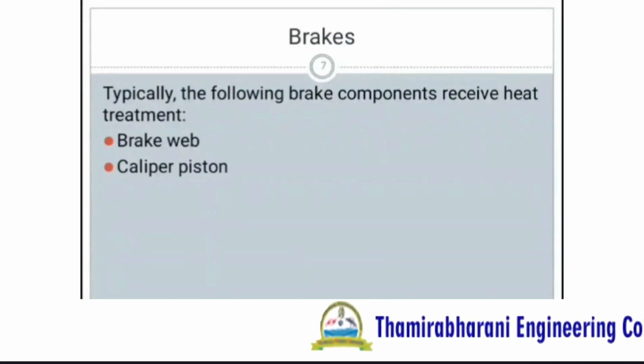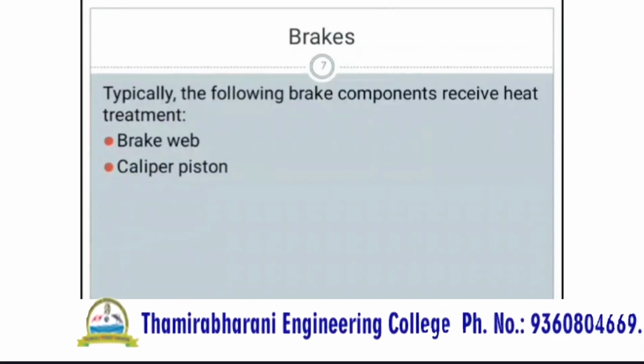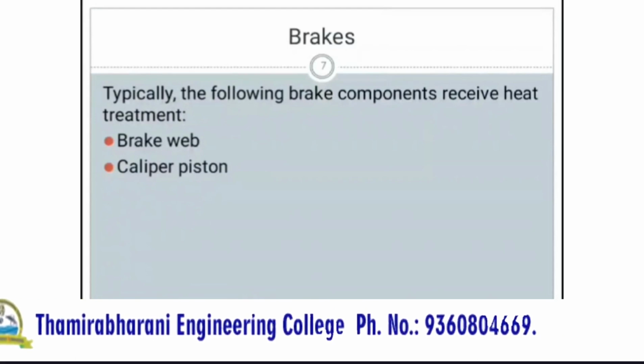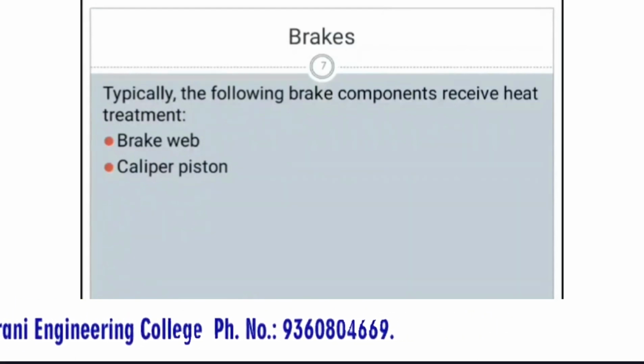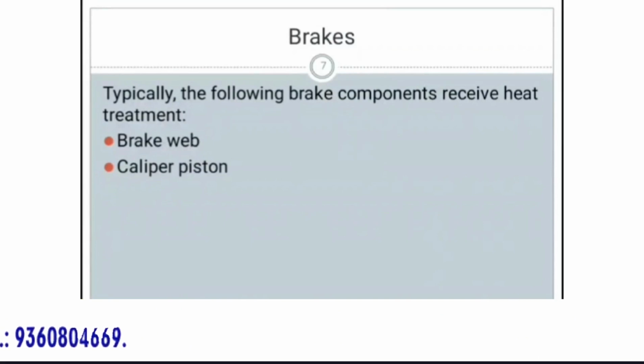So to improve the strength of the brake system, the hardening process will also be used. The brake system parts such as the brake whip and the caliper, the pistons, are also improved in strength by using induction hardening and nitriding processes. Apart from that, various other parts such as chassis, suspensions and steerings, all these components will have their strength improved by using these heat treatment processes.